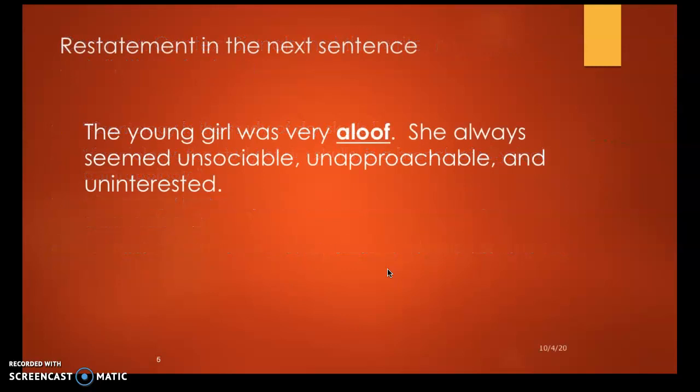Here's another version where the restatement comes in the sentence that follows the sentence where the word's used. The young girl was very aloof. You may not know what aloof means. In the next sentence, it gives you some context that might help you figure out what aloof means. It says, she always seemed unsociable, unapproachable, and uninterested. Those words are kind of restating what it means to be aloof. To be aloof is to be kind of above or removed from a situation, to stand outside of it.